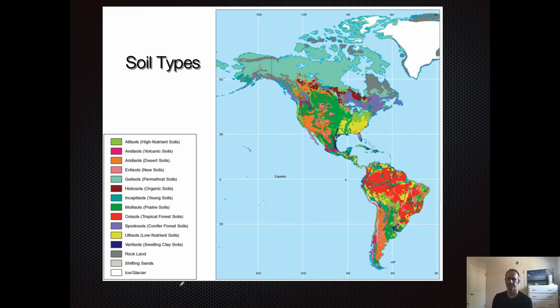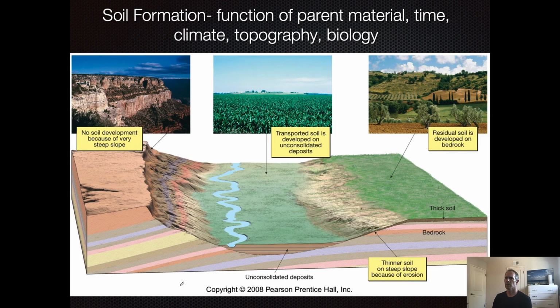So as I mentioned a couple times now, soil formation is dependent on the climate and the rock type, the parent material. But obviously time is a big factor here. Over time, the soil develops more and more. The topography and the biology can also have an effect. So biology, I mean what kind of plants are growing there, what kind of animals are maybe helping move things around.